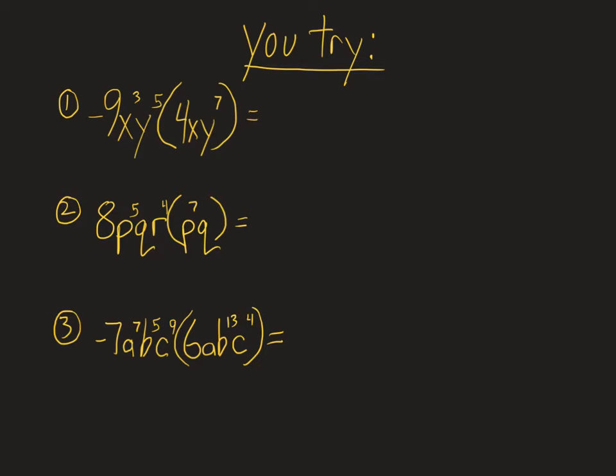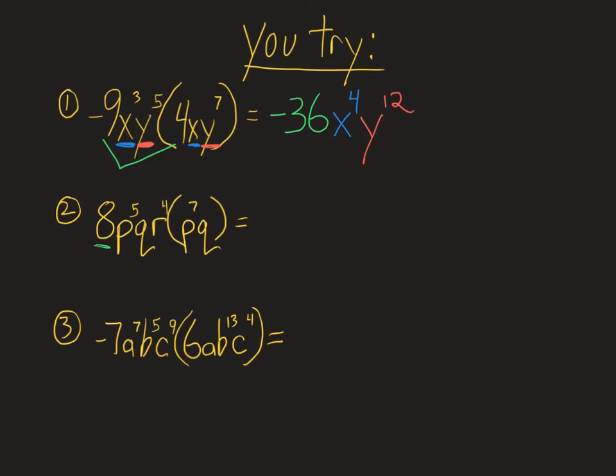All right, let's dive in. Start with your coefficients. -9 times 4 is -36. I know some of you just wrote -32. Go fix that. 9 times 4 is 36. Next, I've got some x's. X cubed and a single x makes an x to the 4th. Y to the 5th and a y to the 7th. Add those together is a y12.